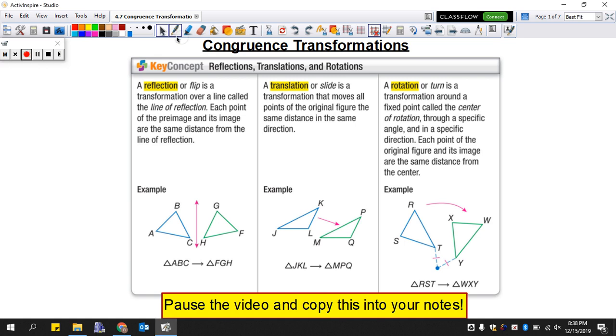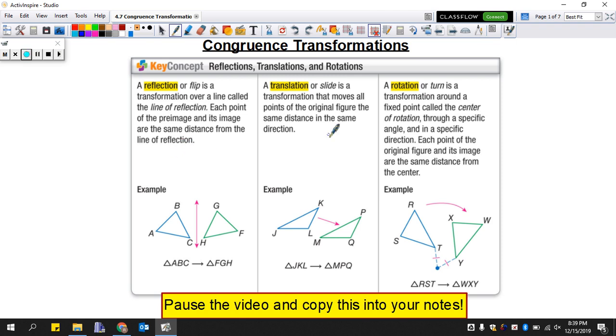When we have that, it's like looking at a mirror image. It is exactly like looking at a mirror image of itself, and every single point on the original image and the reflected image are the same distance from the line of reflection.